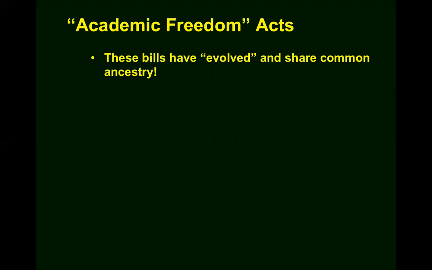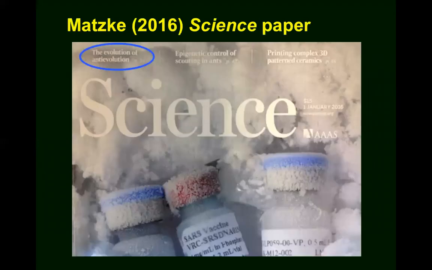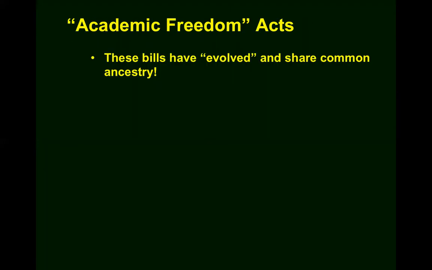So the academic freedom bills, the next collection of anti-evolution legislation, were known as academic freedom acts. And my point here was that we knew for quite a while, looking at these acts, they're proposed in different state legislatures. There's 50 different states in the US. Each state legislature can pass whatever laws they want.